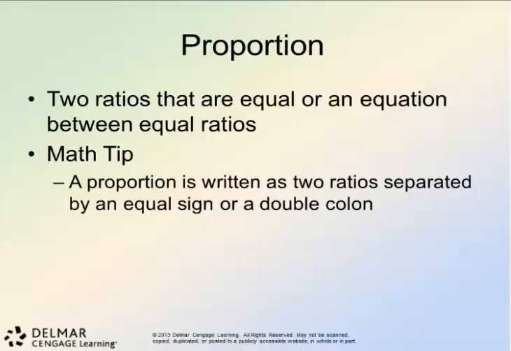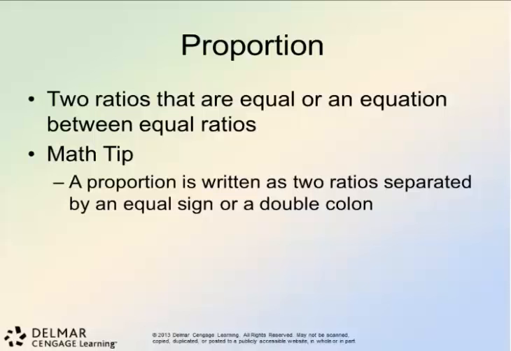This is for Chapter 2 in MTB 1370, and it deals with a section on proportions. We're going to use proportions a lot as we proceed through the course, so it's good to have a solid understanding of exactly what a proportion is and how to write them and solve them. So all a proportion is, is an equality of two ratios. So two ratios that are equal, or an equation between two ratios.